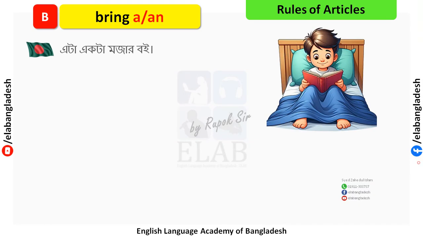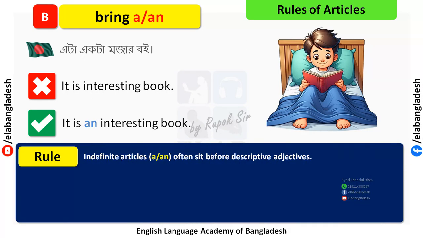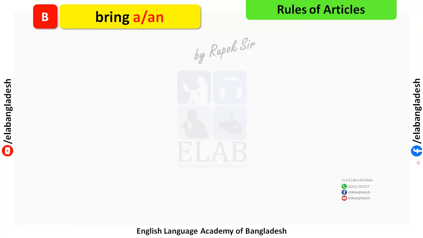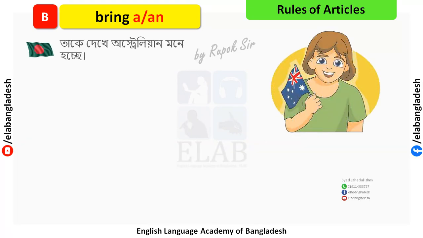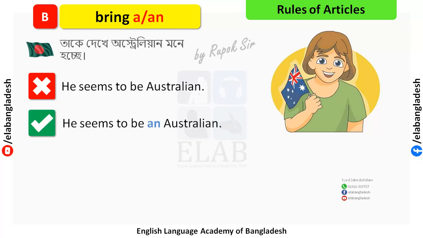It is interesting book. It is an interesting book. Indefinite articles a or an often sit before the descriptive adjectives. He seems to be Australian. He seems to be an Australian.